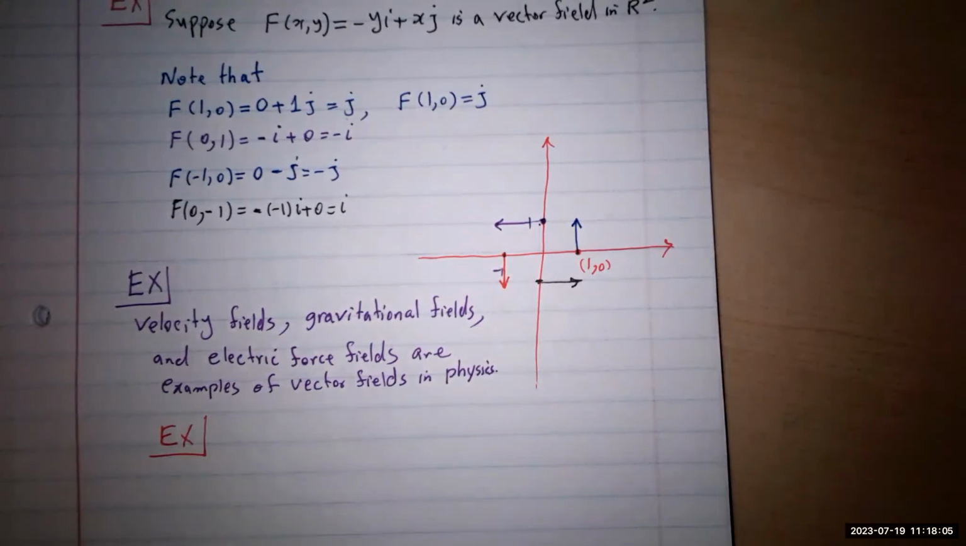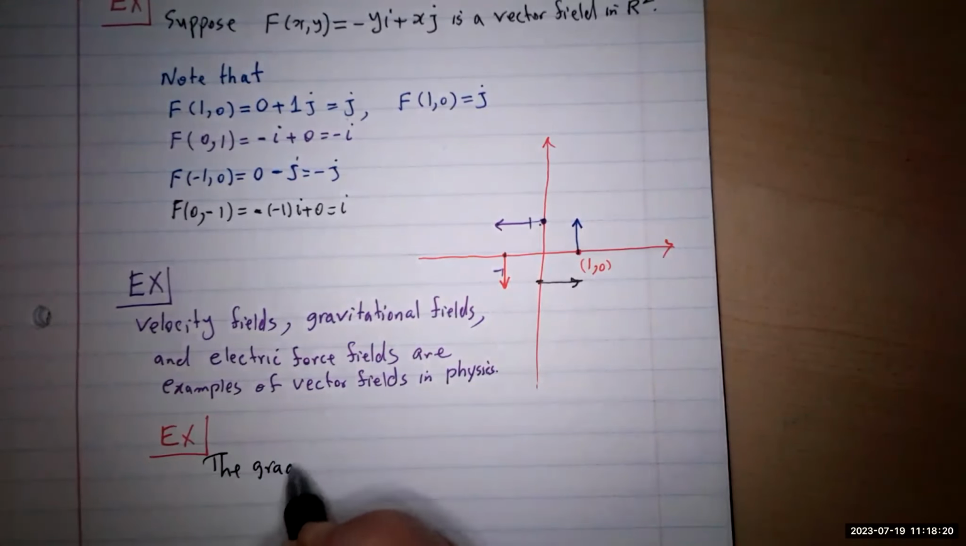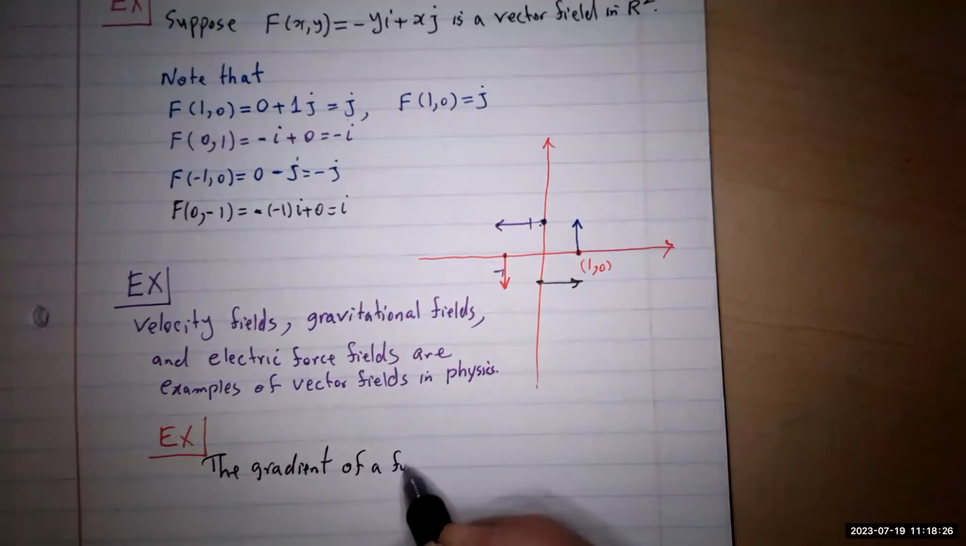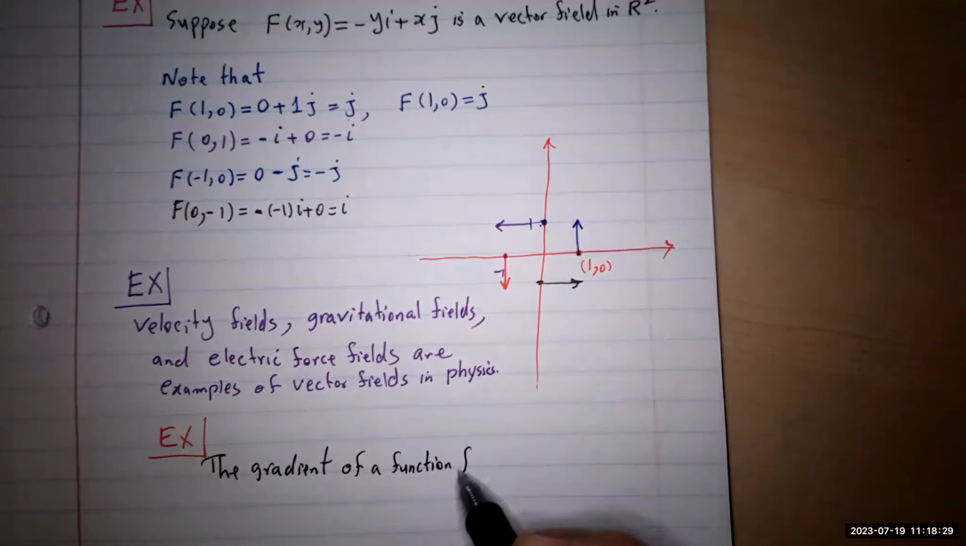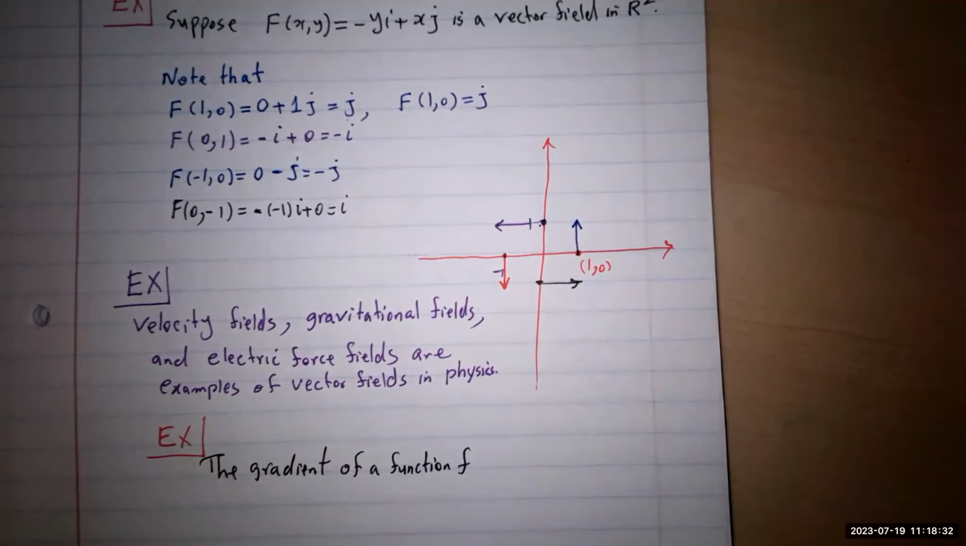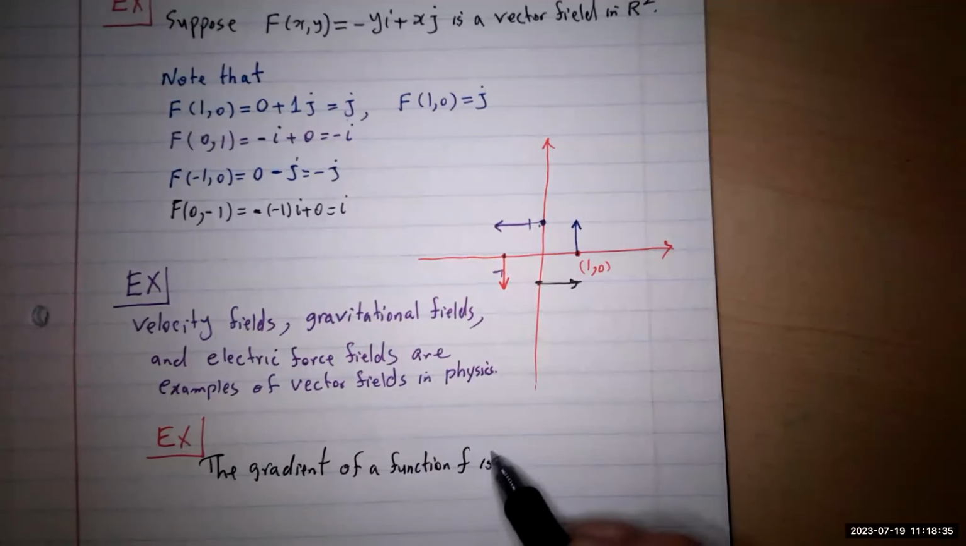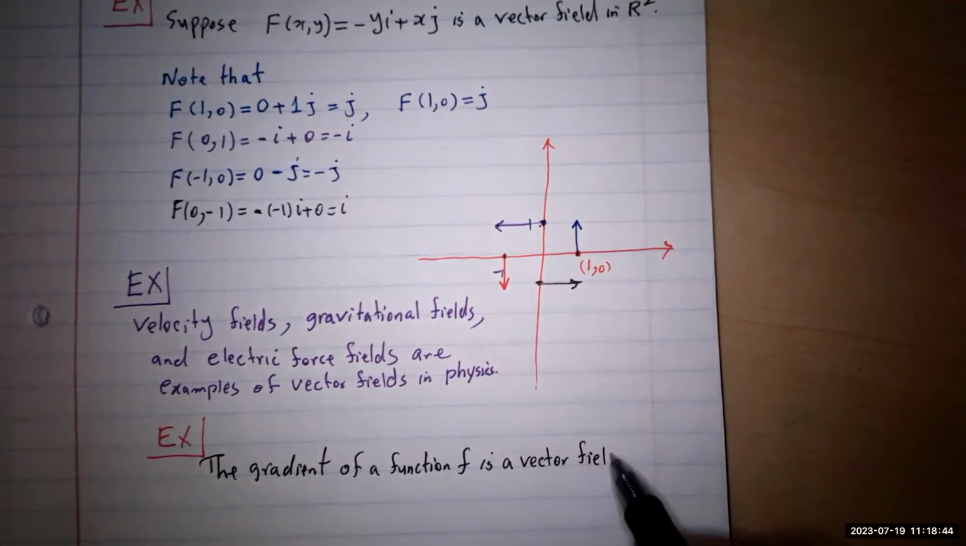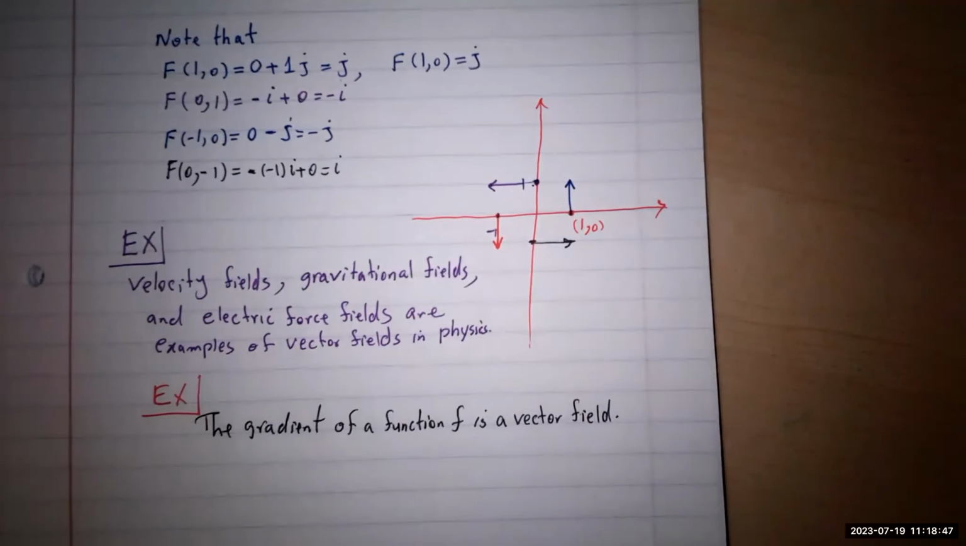The example is the gradient. If a function f is given to you, the gradient of f is always a vector field. And that's quite interesting. So the gradient, you must know it. The gradient of any function f is always a vector field. This is one way to make a vector field. You say, you give me a function, I make a vector field out of your function. You give me an ordinary function, then I make a vector field for you.